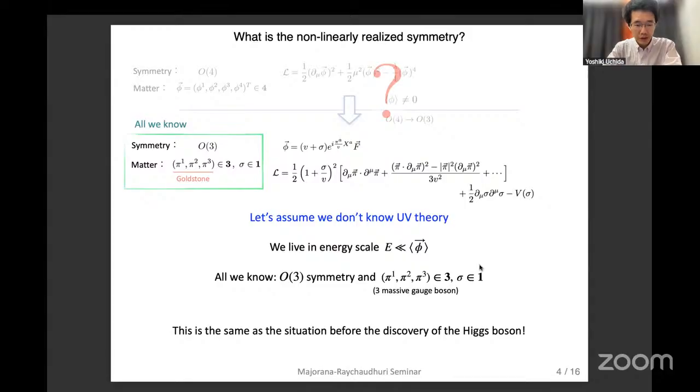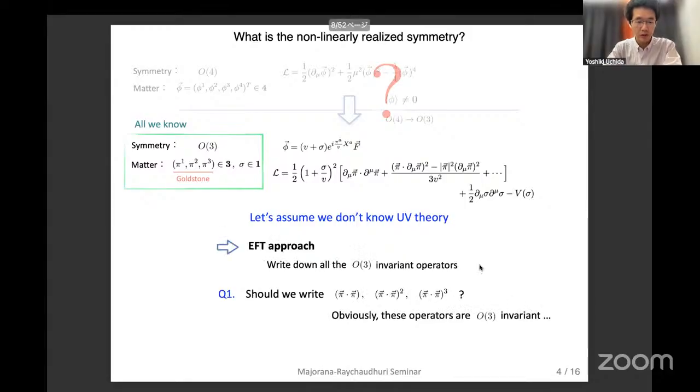So in that case, how do we proceed? Of course, we can take the effective field theory approach, because we know that the theory is symmetric under the O3 and we know the representation under the O3 symmetry. We can write down all the O3 invariant operators.